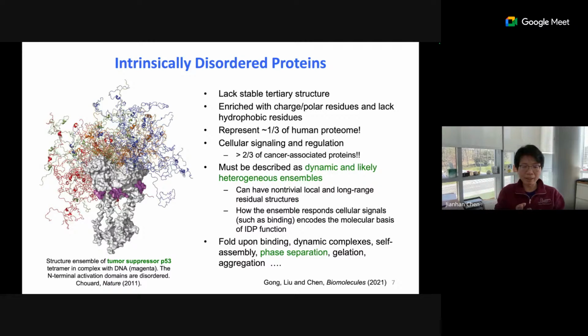There are different ways we can try to understand why nature chose to use this type of messy protein to perform such important functions. That's probably for some other talk.